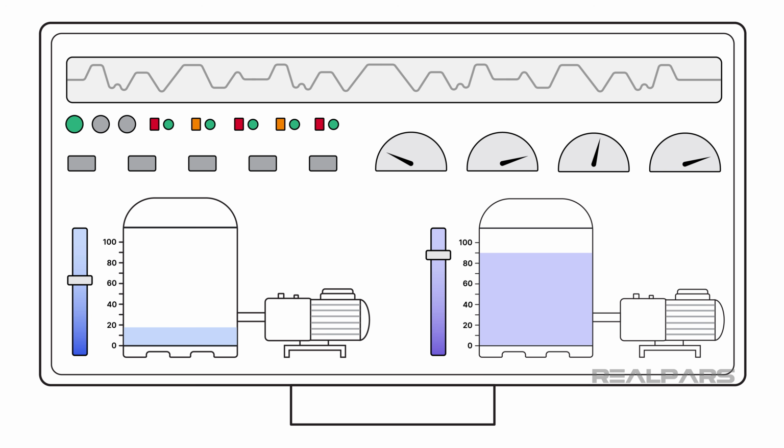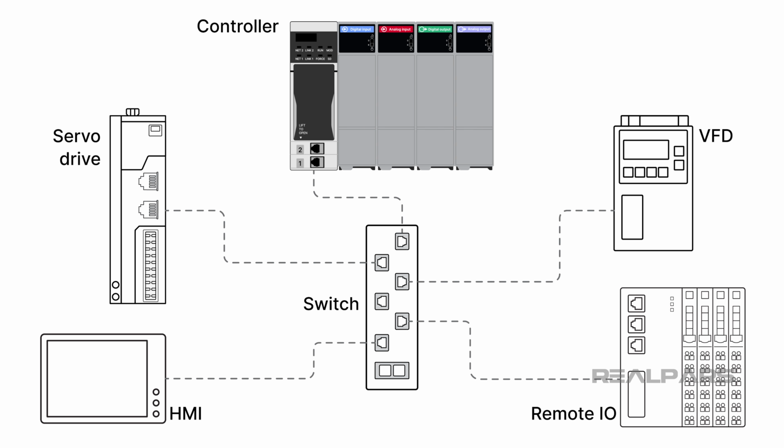Now you know what an industrial automation control system is and what components make up an IACS.